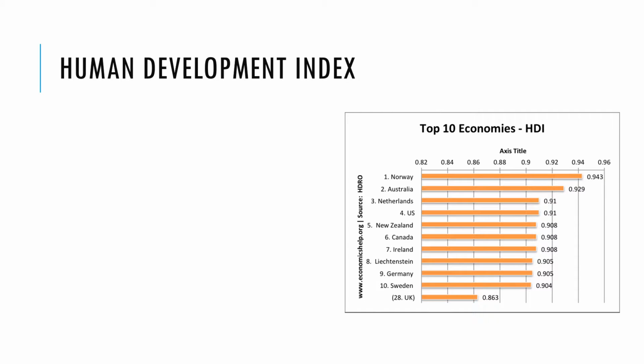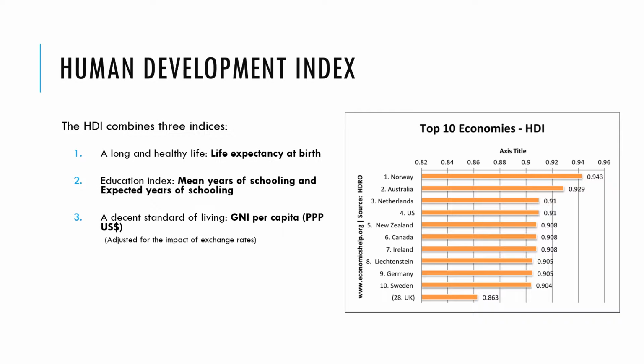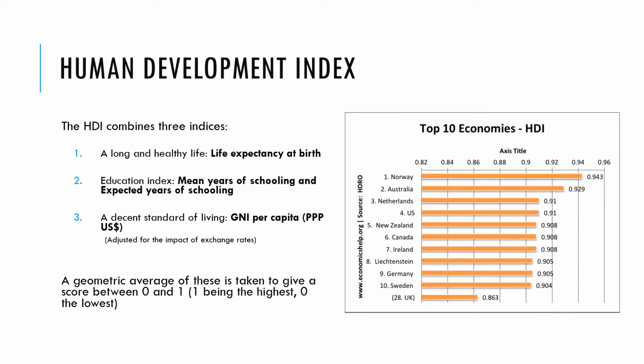Now, quite a common way in which we would measure development is by looking at the Human Development Index. The Human Development Index combines three indices: the life expectancy at birth, the mean years of schooling and expected years of schooling, and then GNI per capita on a PPP basis. And these are designed to measure how healthy the life is, how good the education is, and whether they have a decent standard of material possessions. We get an average score here that is somewhere between 0 and 1, 1 being the highest and 0 being the lowest. And in this table here we can see some of the usual suspects who come near the top of the HDI rankings.